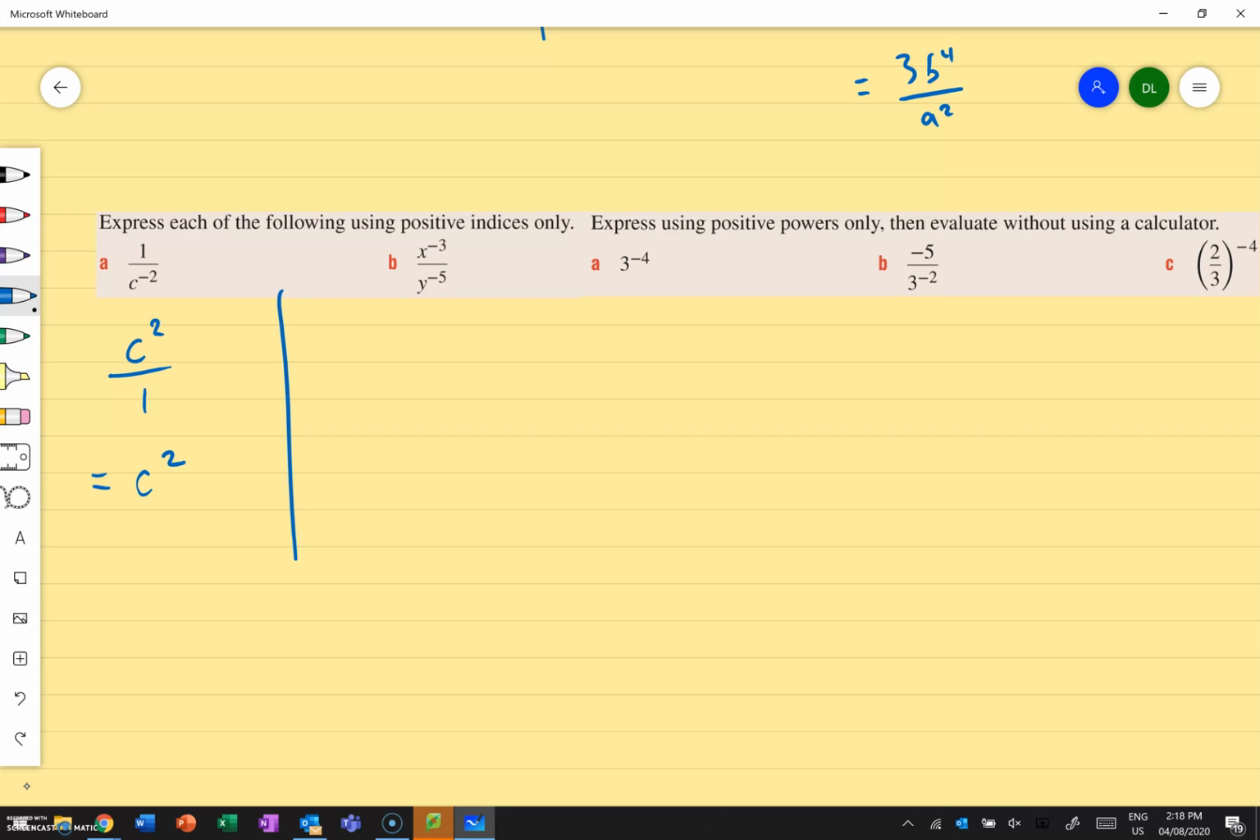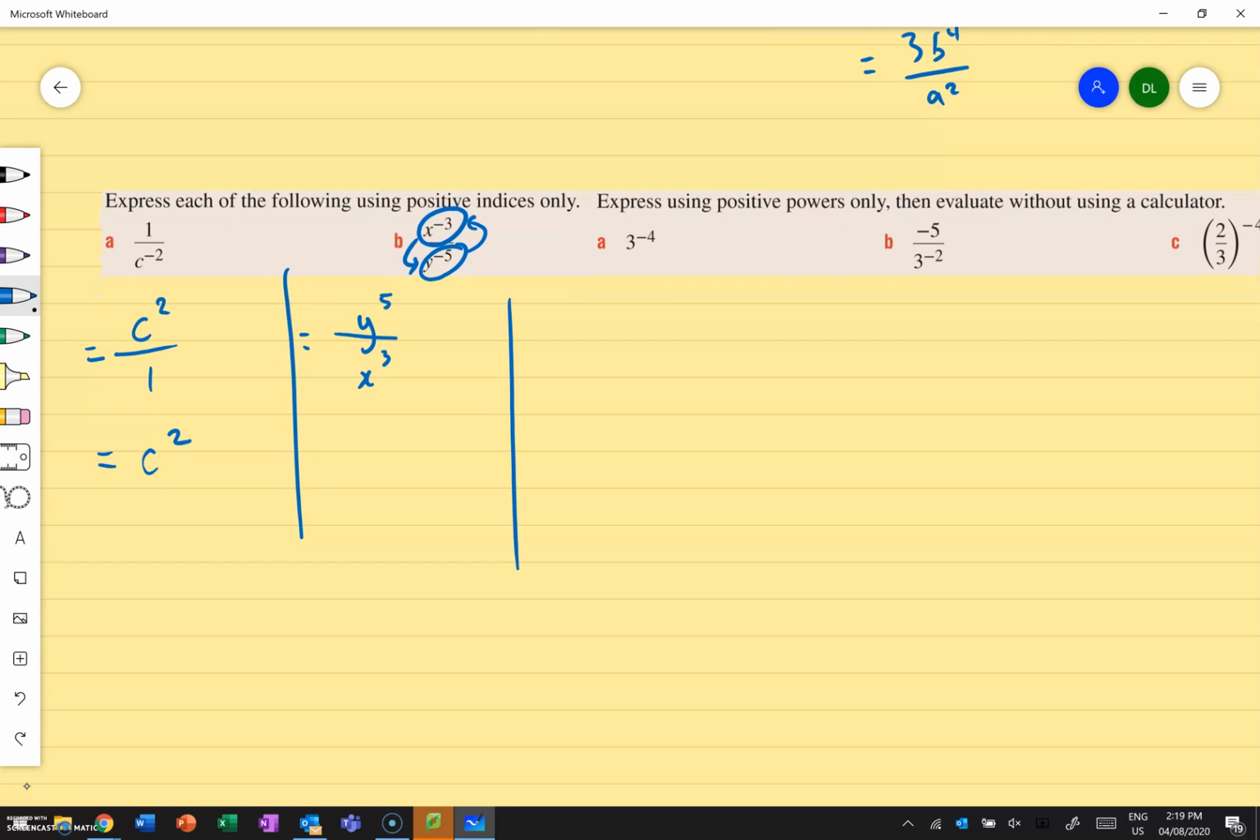Alright, same thing over here, except I've got 1 on top, 1 on bottom. So instead of x to the power of negative 3 being on top, I'm going to move it to the bottom. And instead of y to the power of negative 5 being on the bottom, I'm going to move it to the top. And I'm going to change those powers to a positive. So, fraction, and end up with y to the power of 5, positive 5 on top, and x to the power of positive 3 on the bottom.